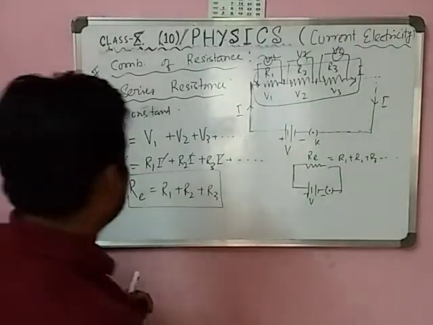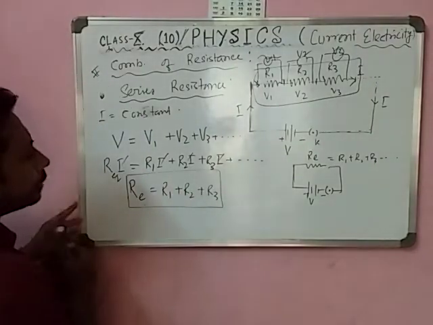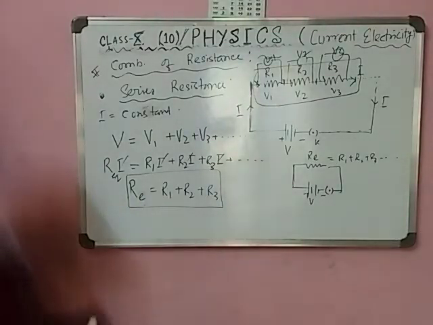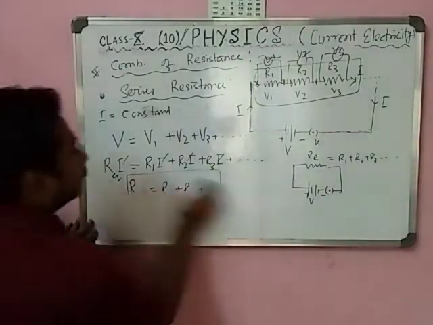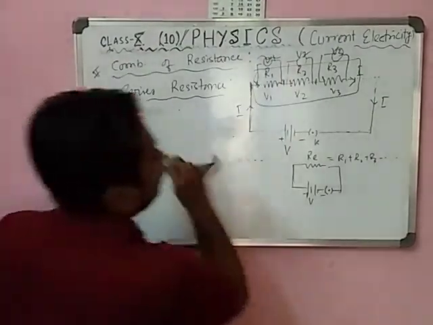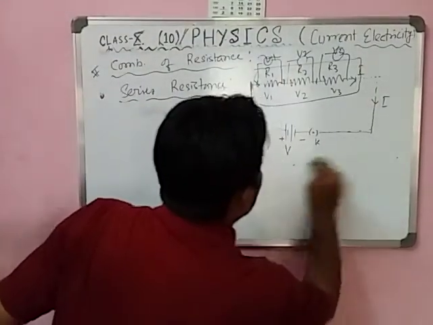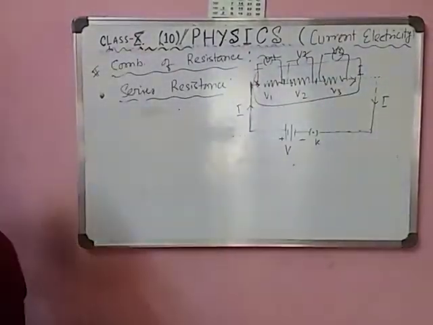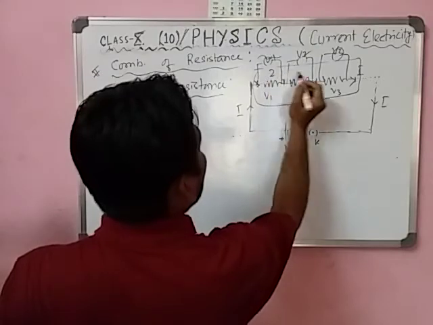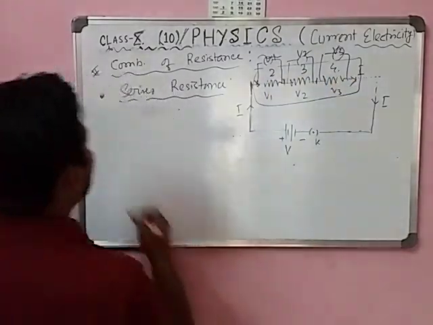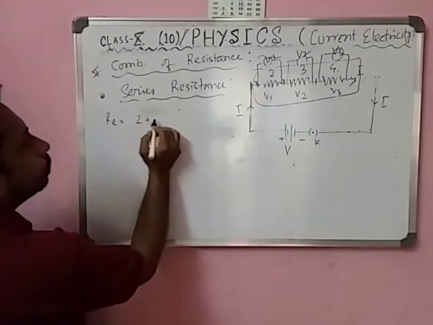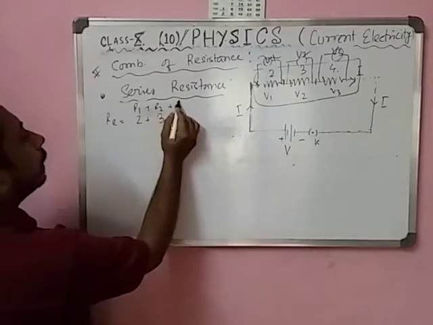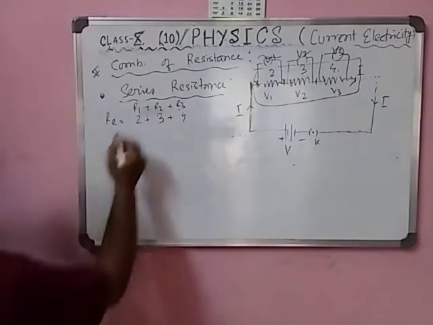Suppose we take an example, then we can at least write it down. Pause the video and write it down. For series resistance we can take an example. In place of R, we can give some values: 2, 3, 4. Then what will be the equivalent RE? 2 plus 3 plus 4, because R1 plus R2 plus R3. So the unit is ohm.